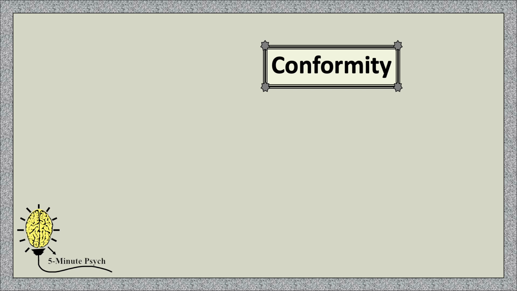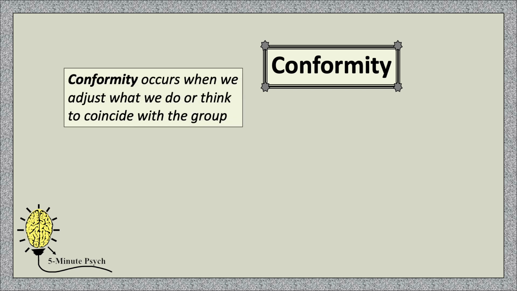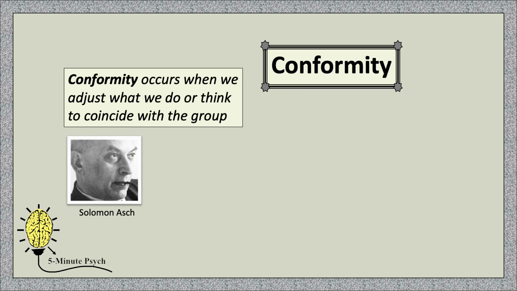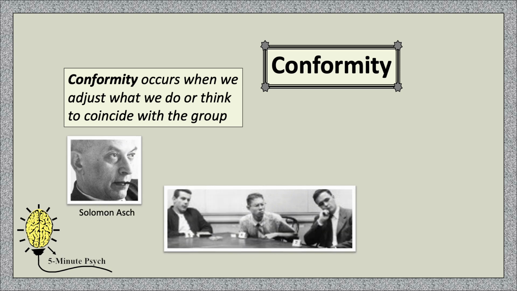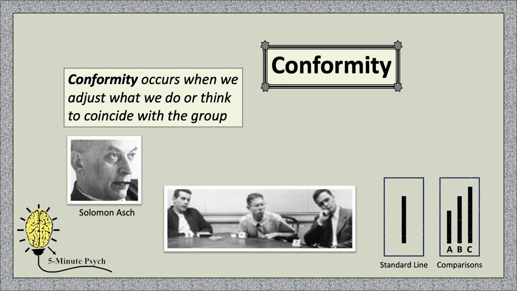The power of others to influence us is even more obvious with conformity, when we adjust what we do or think to line up with what the group is doing or thinking. Conformity was originally studied in the 1950s by Solomon Asch, who asked participants to make very simple judgments about the length of a line in front of a group. The group was shown one line, and then 3 comparisons would come up, and they had to choose the one that was the same length.